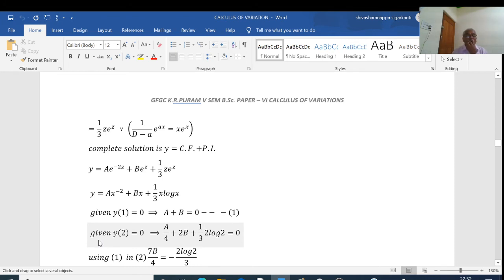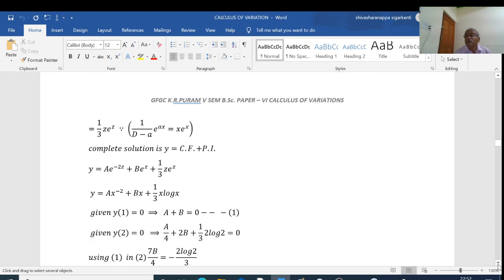And the second boundary condition, y of 2 equal to 0 is given. I am substituting y equal to 0 here. If I put x equal to 2, that means 1 by 2 square, 1 by 4, that is a by 4, plus 2b, plus 1 by 3 into x equal to 2, log 2, is equal to 0.